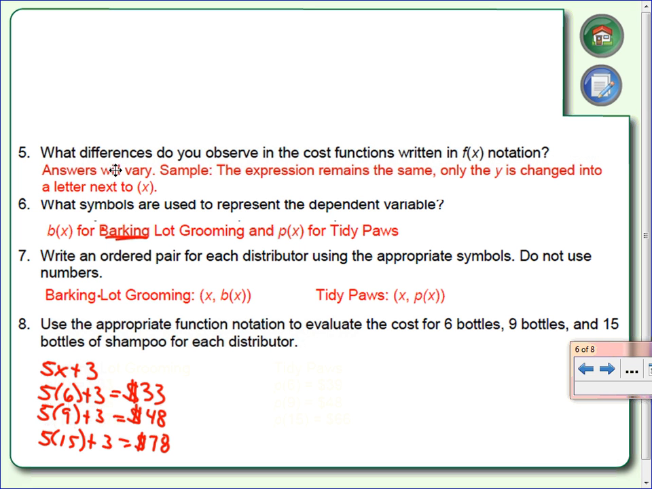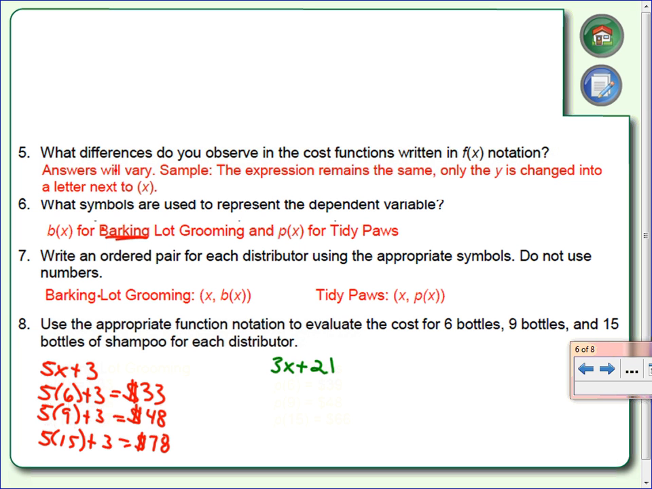What if I go to that other place? What if I go to Tidy Paws? What are they going to charge me? Well, first of all, they don't have the same rule, do they? They don't have 5x plus 3 for them. What did they have instead? It wasn't 5x plus 3. What was it? Go back. 3x plus 21. So that's the rule we're going to use for that.